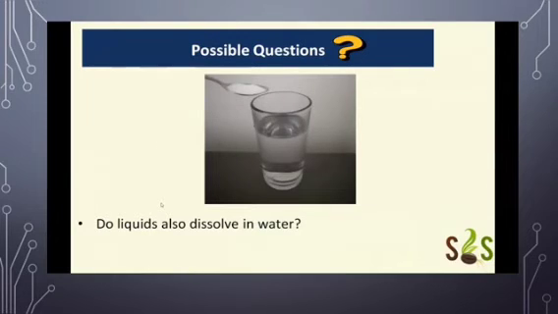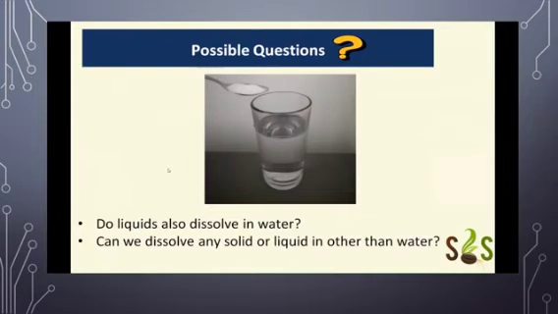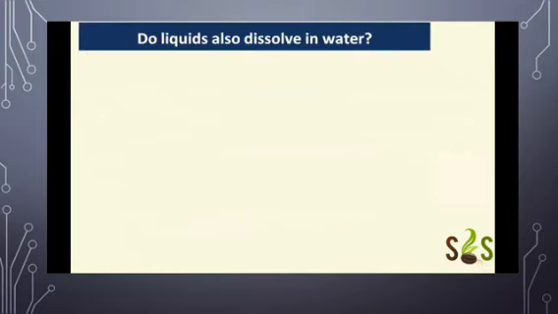So many of you might have thought about different questions. Some of the questions you might have thought about: do liquids also dissolve in water? Earlier we dissolved a salt, which is a solid. Now the question is, do liquids also dissolve in water? Can we dissolve any solid or liquid in something other than water? Like, in place of water, can we use any other liquid, and can we add salt in that to see whether it dissolves or not? Can gases also dissolve in liquids?